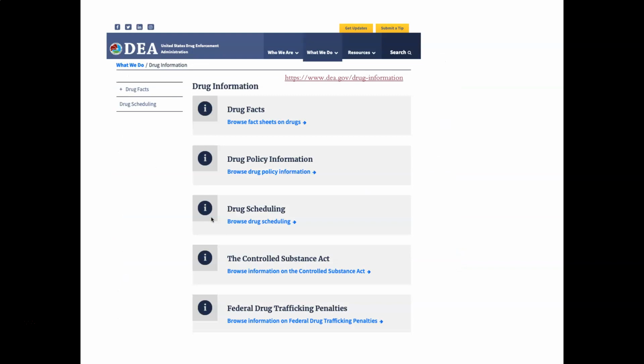So if you go to the website, you can see they have fact sheets on drugs. They have drug policy information. They have drug scheduling information where you get into the schedules and those types of things. You can read the Controlled Substance Act and look at the federal drug trafficking penalties. And the fact sheets on drugs are what I used when I talked about the dangerous drugs that we're going to study this week.